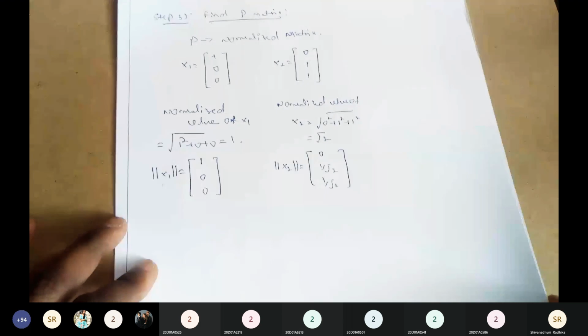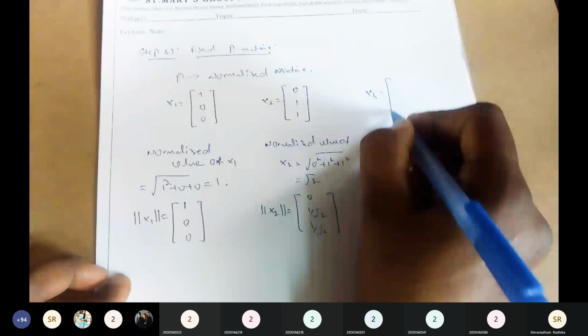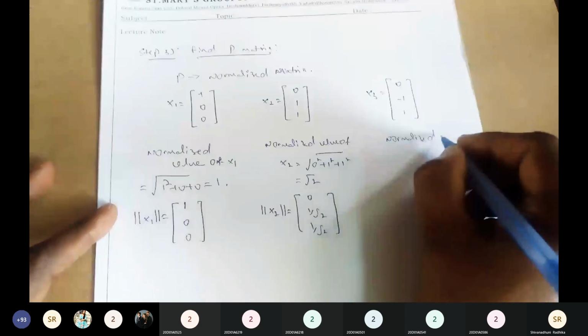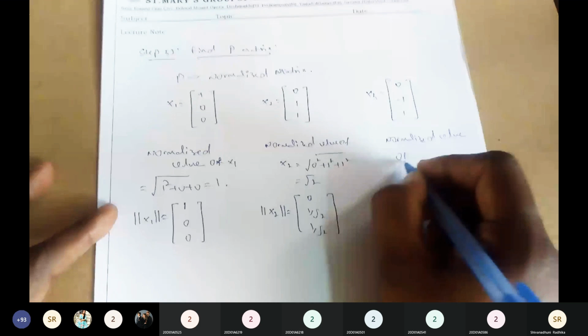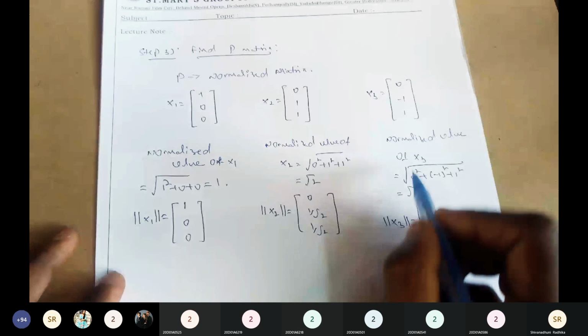Then go for the x3 eigenvector. What is the x3 eigenvector? 0, minus 1, 1. Now the normalized value. What is the normalized value for x3? 0 square plus minus 1 whole square plus 1 square, so that is equals to root 2. Now, what is norm x3? Root 2 is divided with each and every element in the given eigenvector: 0, minus 1 by root 2, 1 by root 2. Clear all of you?